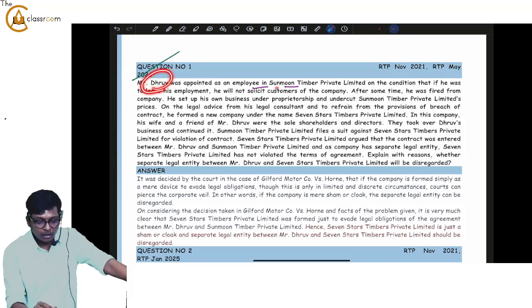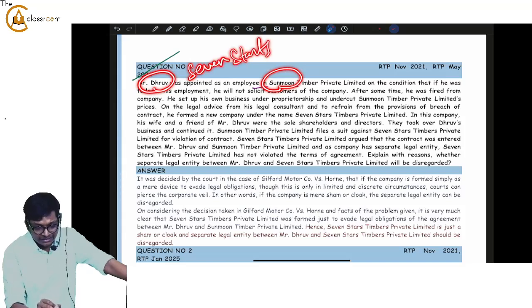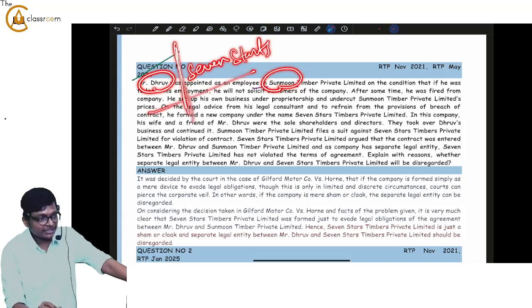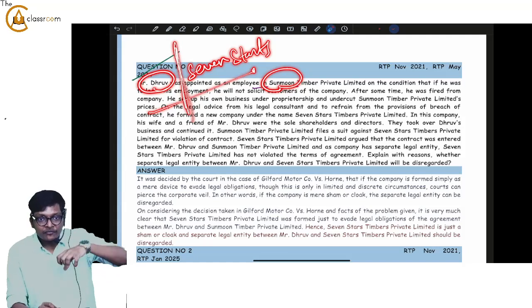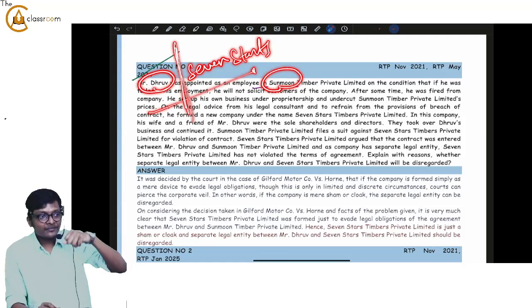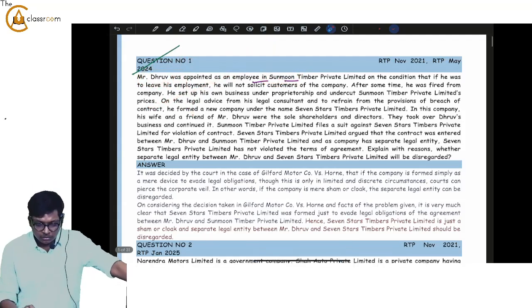Dhruv will win now or Sun Moon? Sun Moon only will win because, yes, Dhruv and Seven Stars are two separate people, separate legal entities, but lifting of the corporate veil will be done if the intention is to do fraud. Correct? That only is the question here.